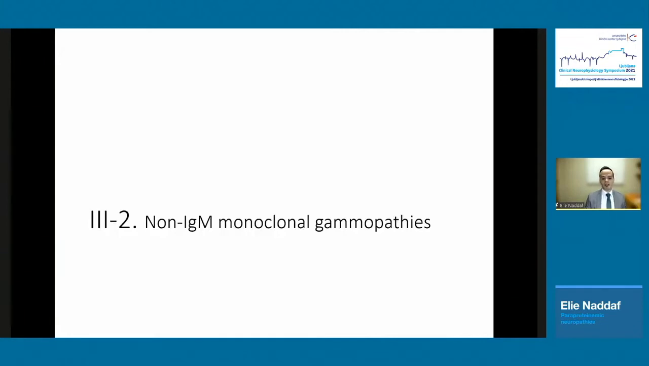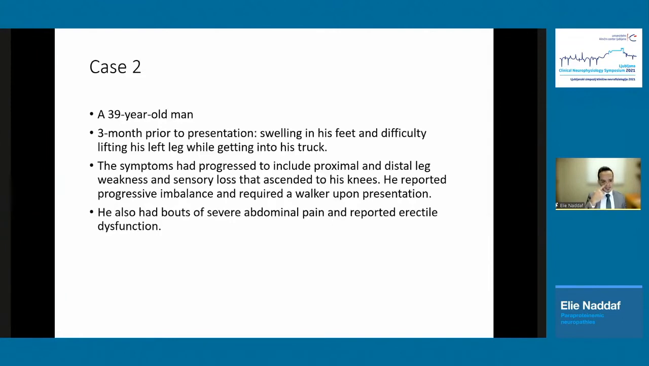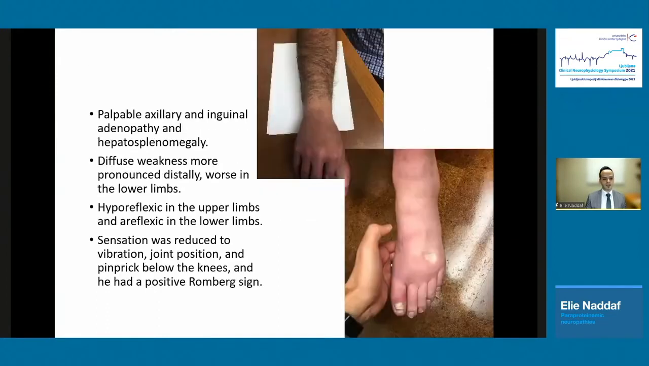Now, what about the non-IgM monoclonal protein? So here's another example. A 39-year-old man, 3 months prior to presentation, started having swelling in his feet and weakness. The weakness progressed to include proximal and distal muscles, just like CIDP, and sensory loss ascended to his waist. This is unusual, so for sure it's not an idiopathic neuropathy. He started using a walker, so it's a very dramatic neuropathy. He also had bouts of severe abdominal pain and reported erectile dysfunction. On examination, this is his arm.